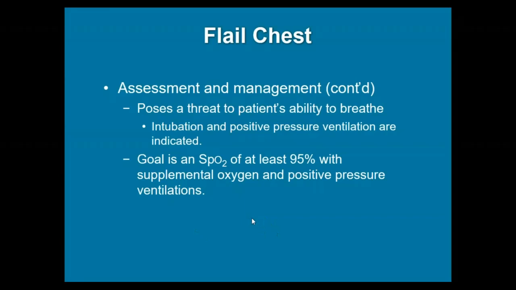Flail chest may be significant enough, like in that video that we just saw, that we need to consider RSIing this patient so that we can take over and manage that with sufficient positive pressure ventilation. Our goal again is going to be SpO2 of 95 with supplemental oxygen and positive pressure ventilations. We also have to be careful if we suspect a pneumo with positive pressure ventilation, because we can extend the size of that pneumo and cause a tension pneumo.